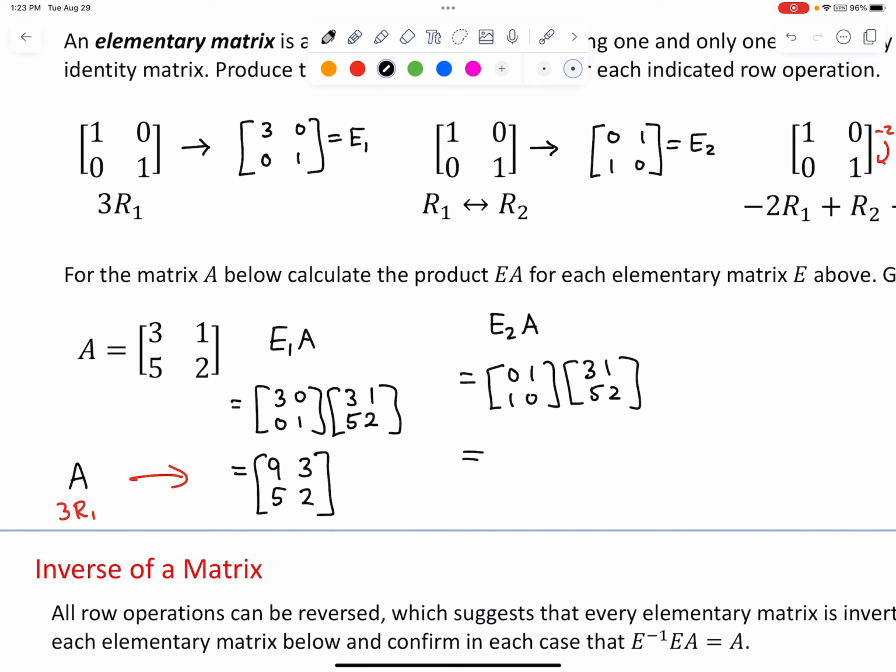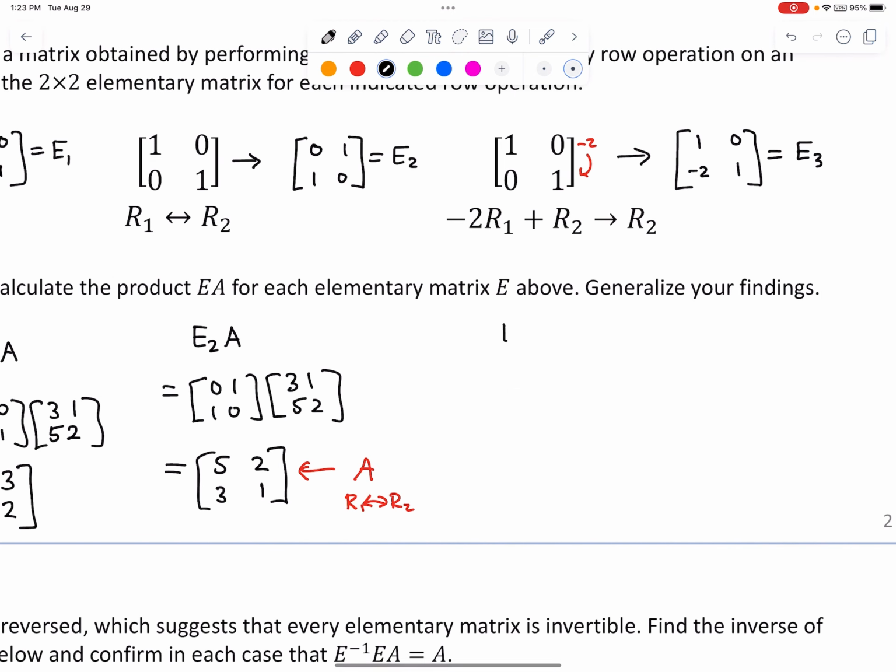Carry out the multiplication. We're going to get 0 plus 5, so we get 5 in the 1, 1 position, and then we get 3 plus 0, and we get 3 in the 2, 1 position. The 1, 2 position will give us a 0 plus 2, which is 2, and the 2, 2 position will give me 1 plus 0, which is 1. Notice that if I were to take the matrix A and do a row 1, row 2 interchange, that also yields this matrix. And doing a row 1, row 2 interchange is how we produced the matrix E2.